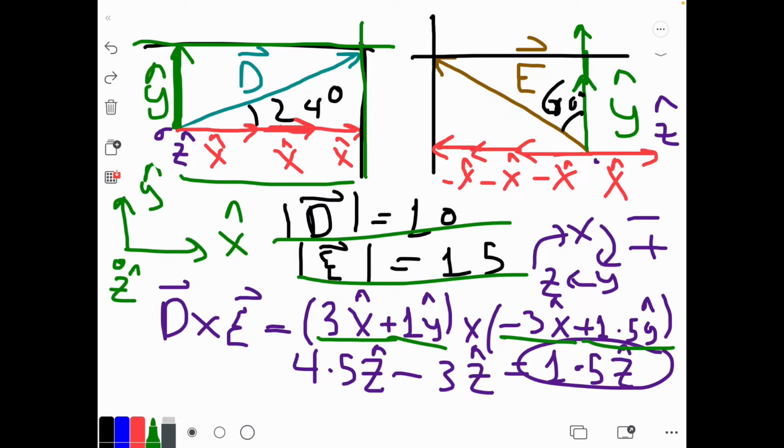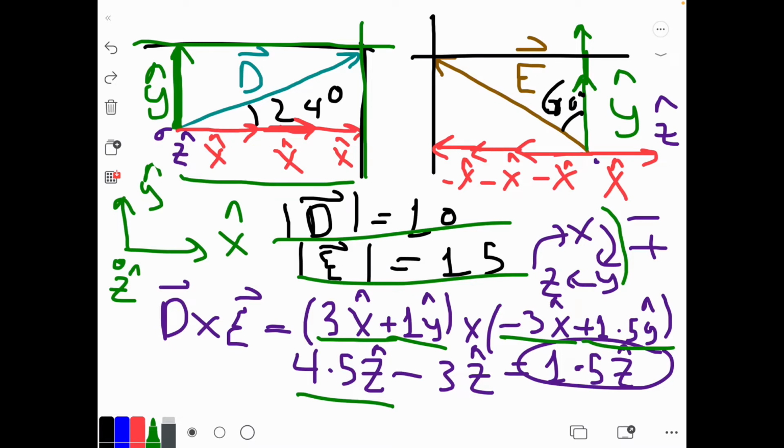Now we're going to use these two to determine the cross product, because we're getting a vector from the cross product. So I'm going to use 3 x hat and cross it with 1.5 y hat, and since I'm going x to y, I'm going to get positive because I'm going into the circle, so I'm going to get 4.5 z hat.